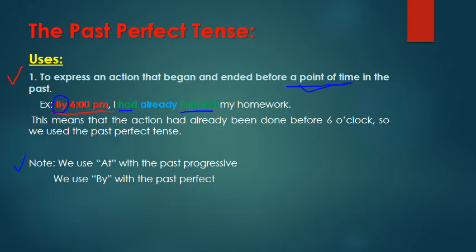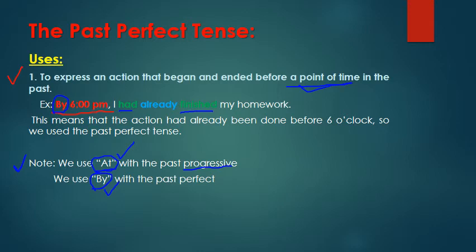Note, very important note here. We use "at" with the past progressive. For example, at 10 p.m. I was revising my lessons. At, I use the progressive form. When you see "by", I use the past perfect. By 10 p.m. I had already revised my lesson. Okay, this is for the progressive and this is for the perfect tense.